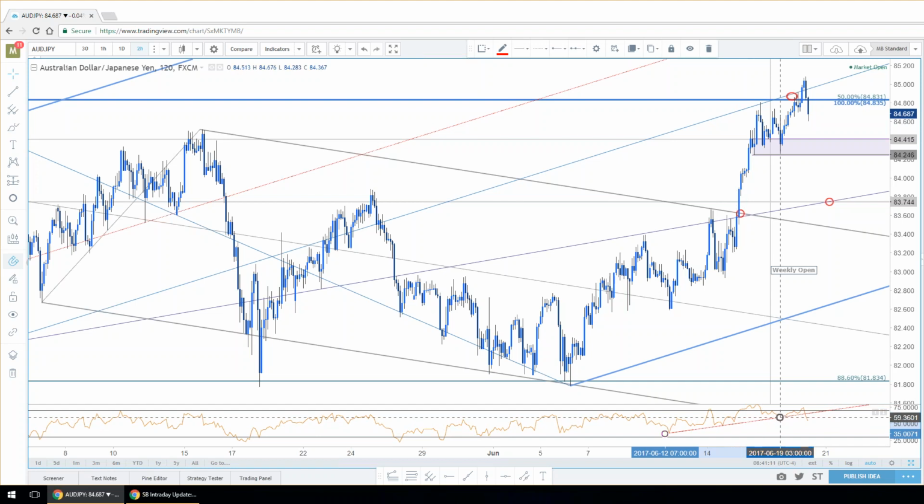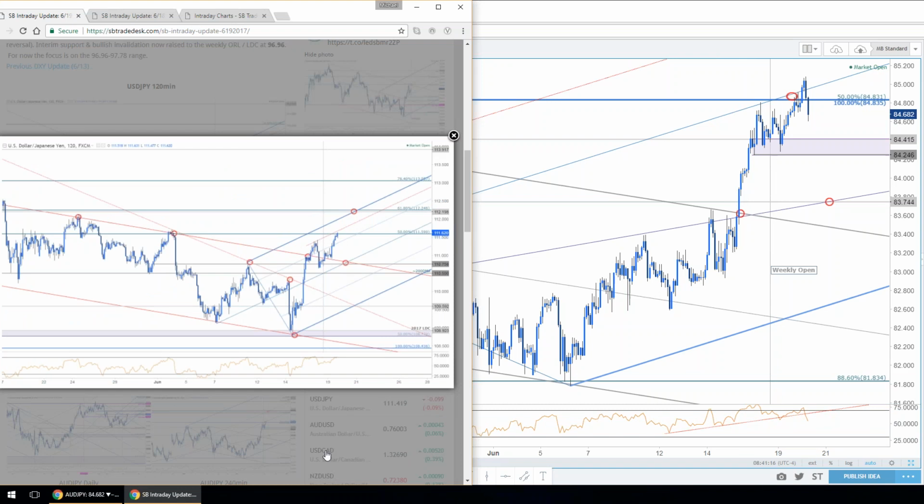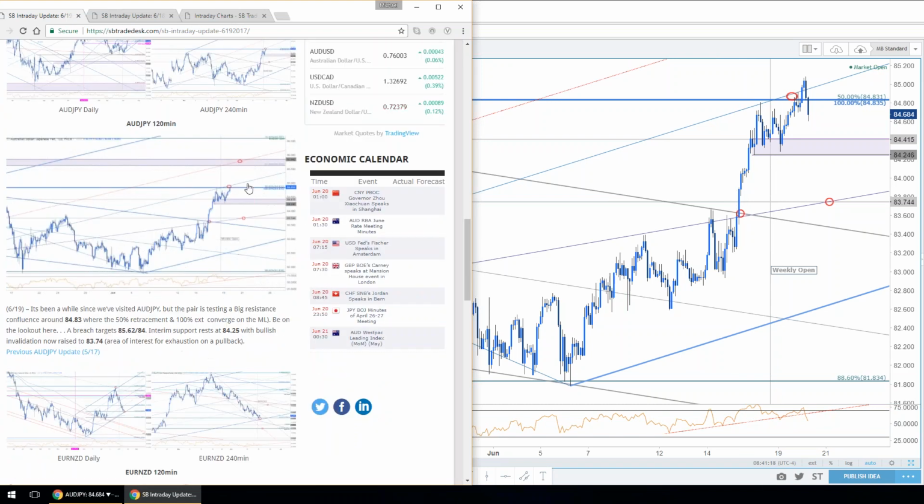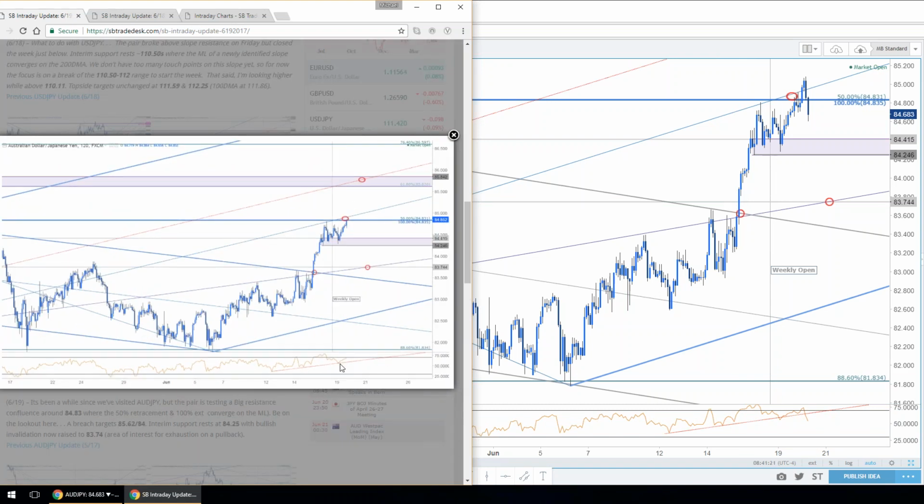There's that trigger we were looking at last night. Okay, let me bring up that chart. Aussie yen, what a beauty. And here it is, okay? So you had that trigger.